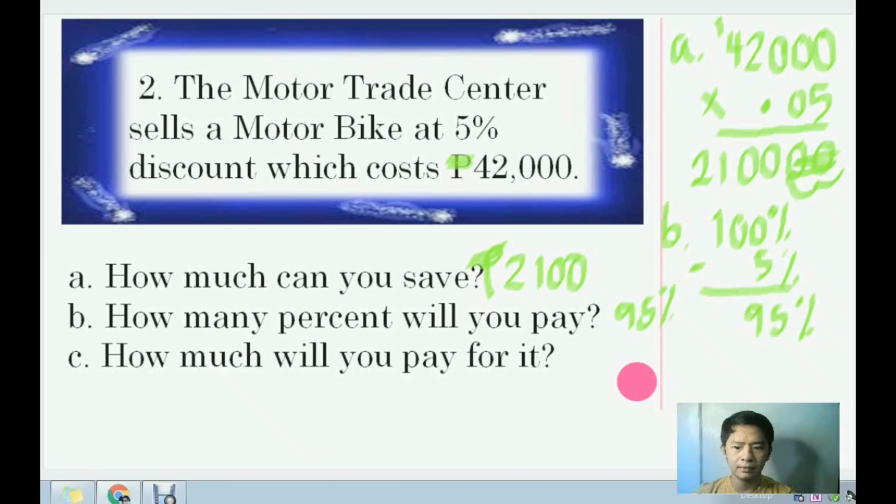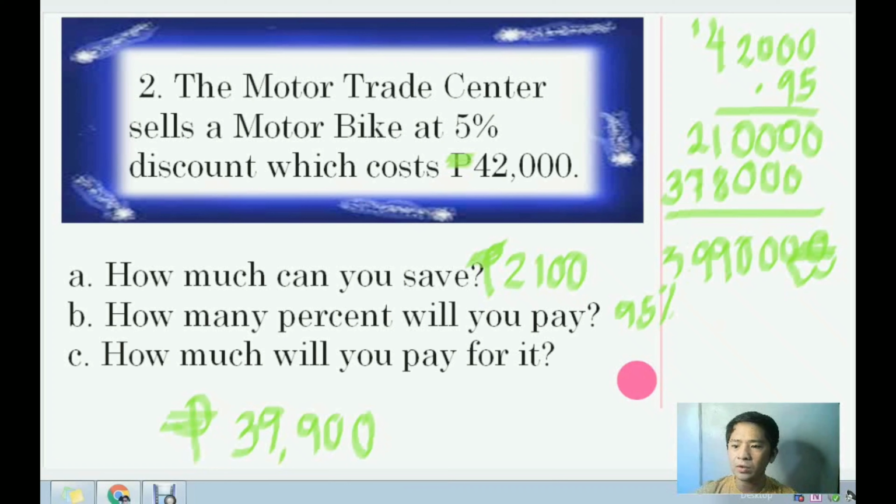Letter C na. How much will you pay for it? Paano gagawin? So, yung percentage na babayaran natin na 95%, multiply natin by 42,000. Okay, so another method, pwede mo namang i-minus yung 42,000 by yung nasave mo na 2,100 pesos. So, syempre, lalabas dyan is 39,900 pesos.